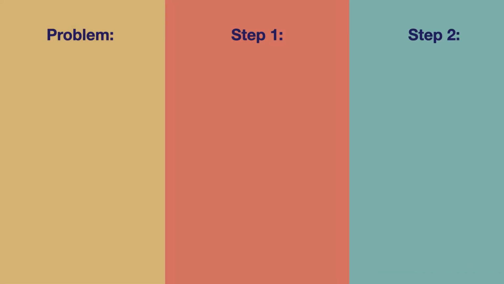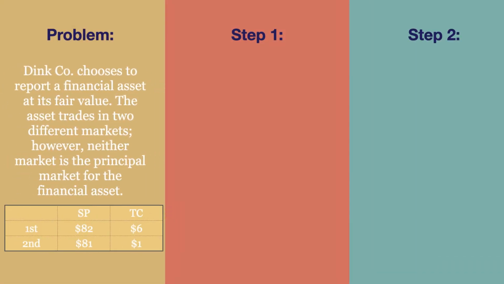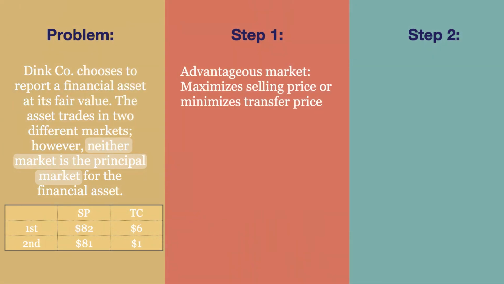Let's break it down. I have the problem duplicated from the previous slide in this first section here. The problem tells us that neither of the two markets is the principal market. That means that in our step one, we are going to determine which of the two markets is the most advantageous market. Now, how do we define that? You got it. It is the market that maximizes the selling price.